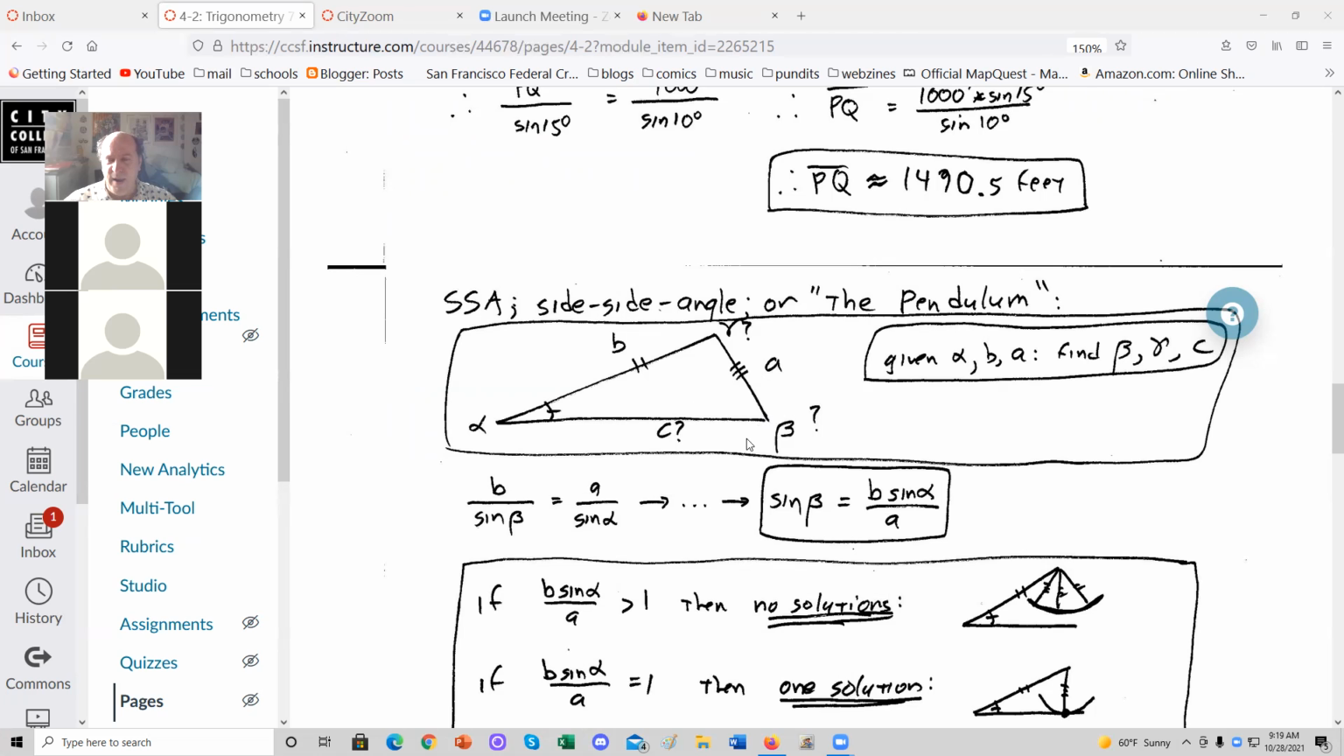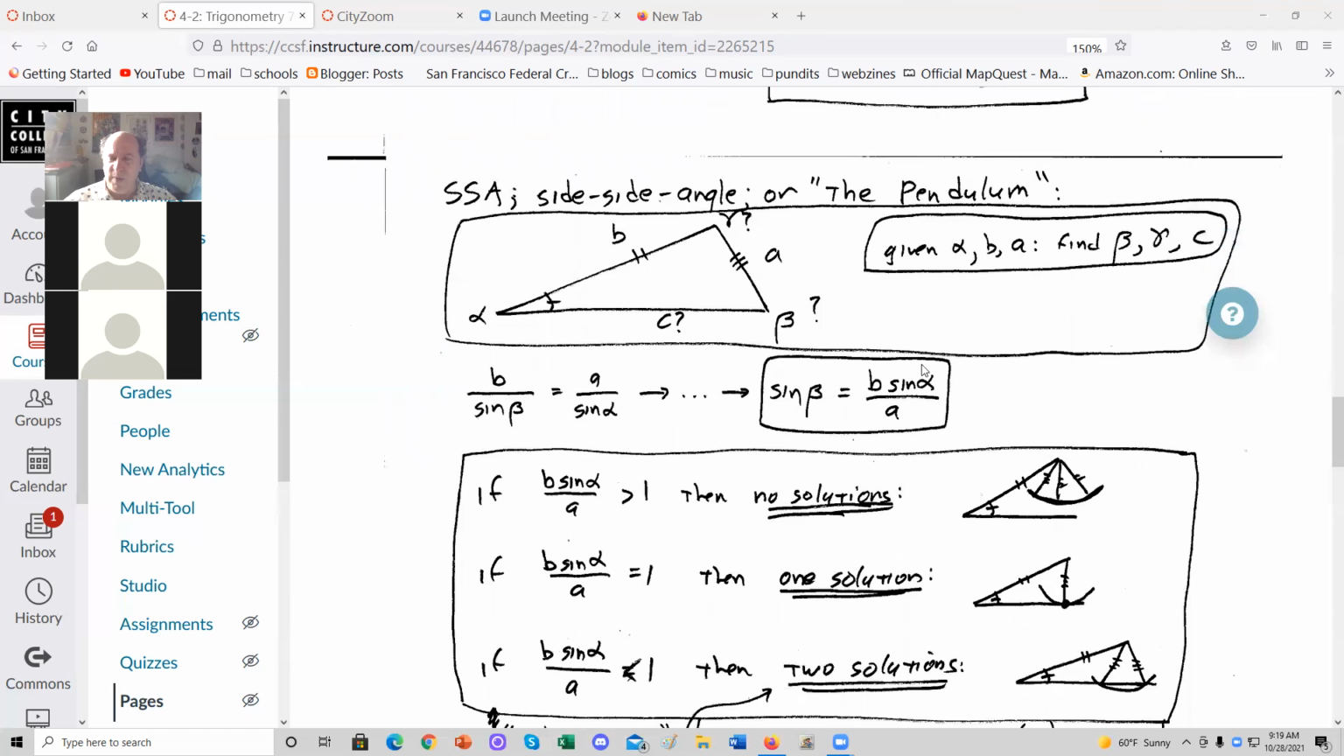Now, B over sine beta equals A over sine alpha. So therefore, after a bit of algebra, sine beta equals B sine alpha over A. Well, we're given B, we're given A, we're given alpha, so we can get sine beta. Now the problem is this quantity could be bigger than 1. If it's bigger than 1, well, there is no angle whose sine is bigger than 1, then there'd be no solution.